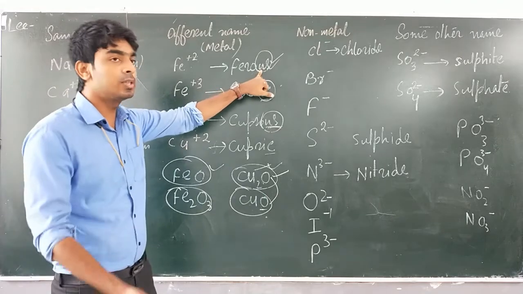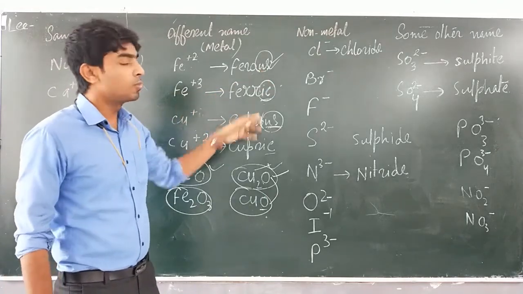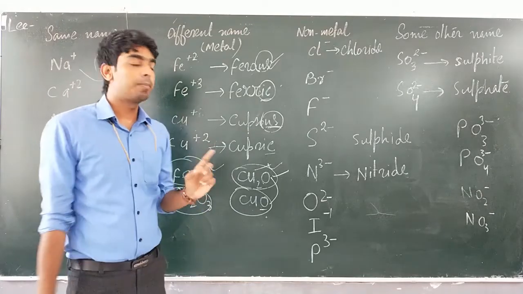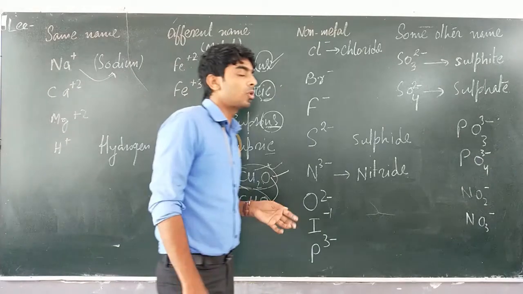When there is the least possible charge, we will apply -ous, and when there is the more possible charge, we will apply -ic. Okay, so remember this one. Now move to the non-metals.